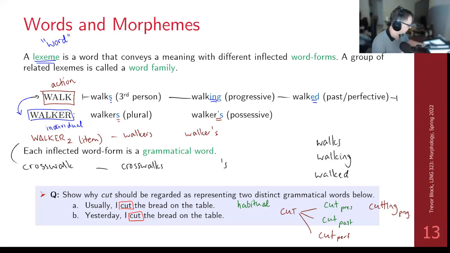So yeah, to drill this in, we have the lexeme cut that has different grammatical word forms that we can see in sentences A and B here. So usually I cut being present and yesterday I cut being past. Okay, are there any questions about lexemes and grammatical words? If you do have questions and I go too fast because you're typing, you can just keep typing and I'll answer it when you're done typing.